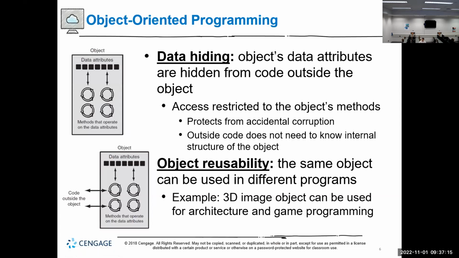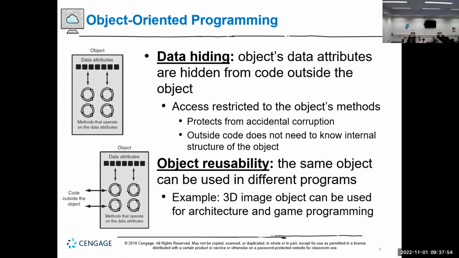Okay, now we mentioned object-oriented programming. Data hiding is the abstraction here. The object's data attributes are hidden from the code outside the object. So when they are hidden from outside code, you are the one who controls it. If you want some of the methods or attributes exposed to the public, you can do it. Or if you want to hide them, it's totally your control, right? So I set it restricted to the object's methods, and it can protect against accidental corruption from outside code.